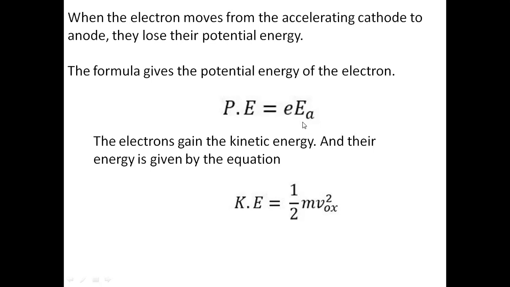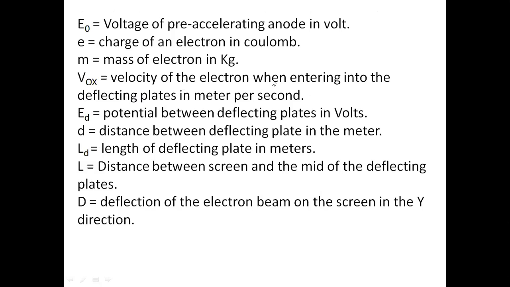This is the acceleration potential. The electrons gain kinetic energy, given by the equation one half m v squared, where v is the velocity of the electrons entering the deflection plates, that is V0x.